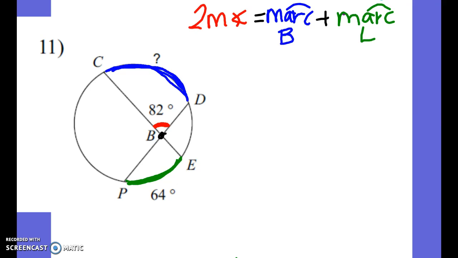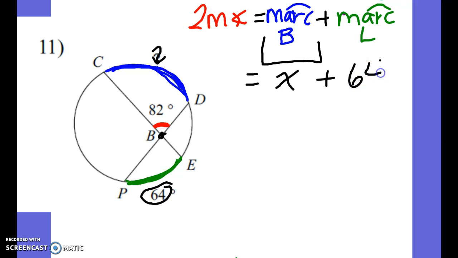Okay, so I'm looking, I'm saying, okay, where is this question mark? Guys, the question mark is right here. That is the measure of the big arc. That means that's what I'm looking for. In math class, we call that x. So I'm going to finish and fill in the rest of this stuff. The measure of the little arc, well, that's 64. And the measure of the angle, well, that's 82. So I'm going to have 2 times 82.